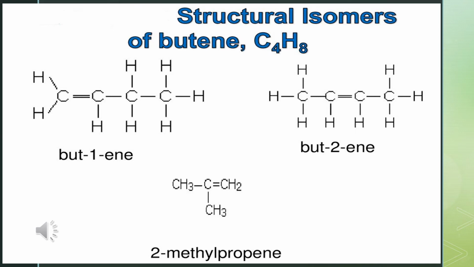Here I have made some structural isomers of butene, C4H8, in which you can see that the number of carbons is the same, the number of hydrogens is the same, but their structures are quite different. So we can say that their molecular formula is the same, but the structure is different. All 3 have different structures, so these are isomers of each other, and this phenomenon is termed isomerism.